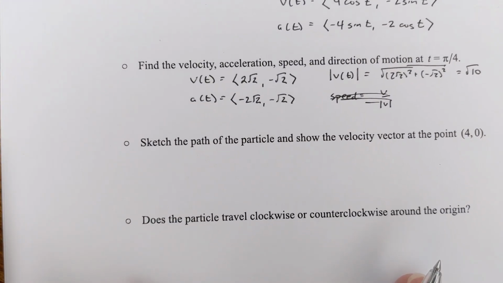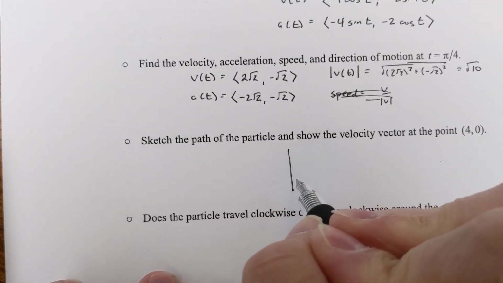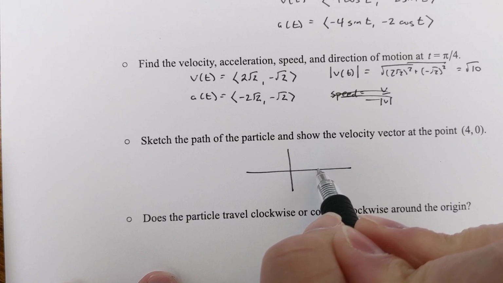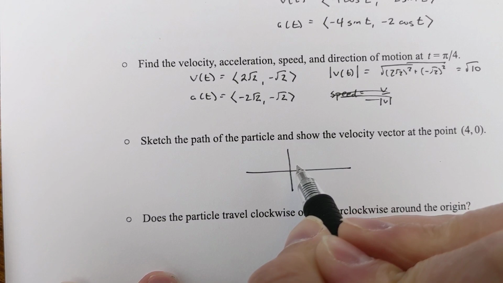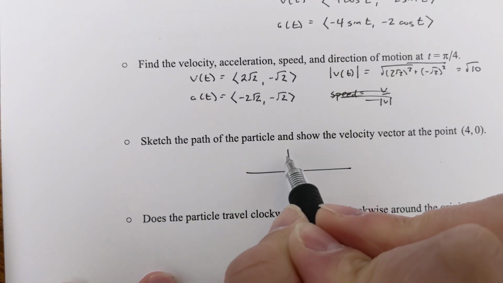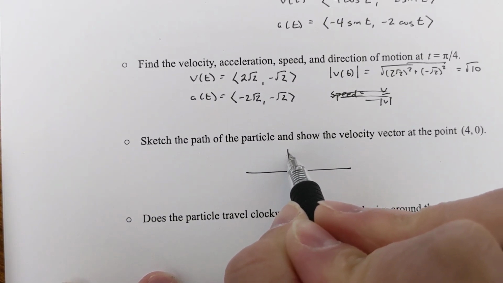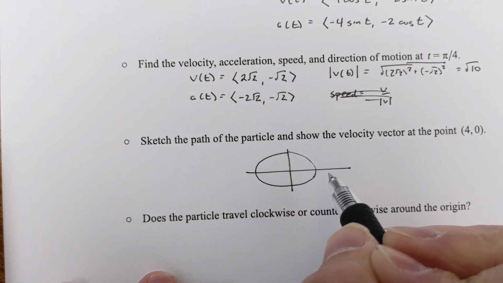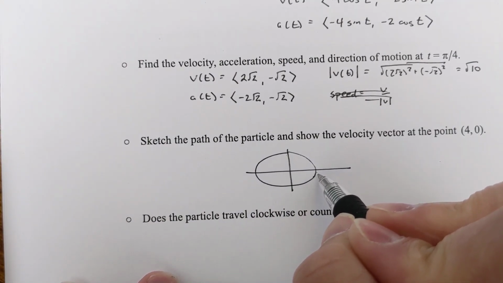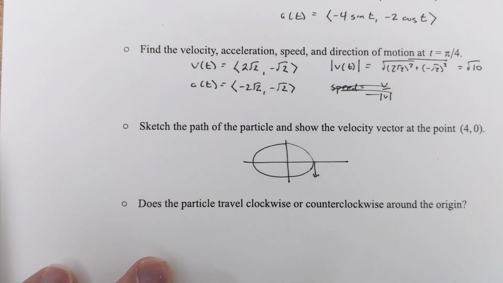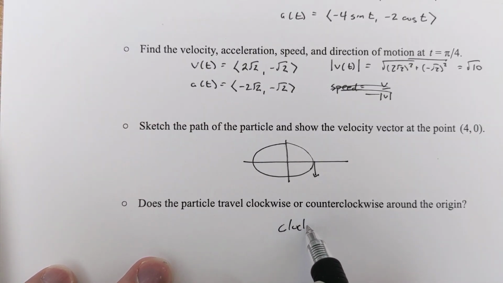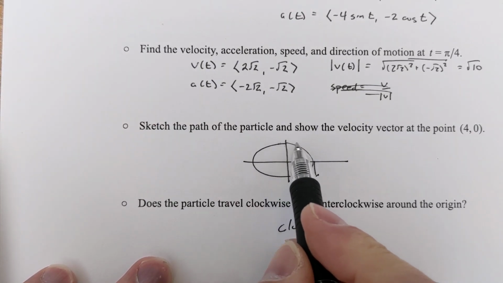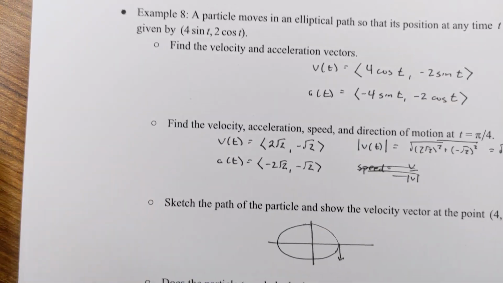Sketch the path of the particle and show this velocity. So the path of the particle, let's see here. X equals 4 sine t, so it's going to do that. So at 4, 0, it's actually going that way. That was clockwise. I drew it backwards. It goes this way, so it should be coming straight down.